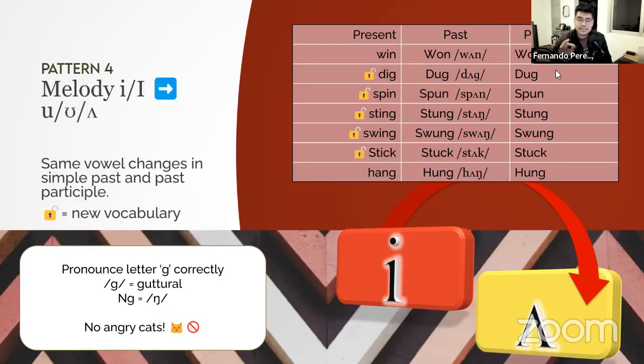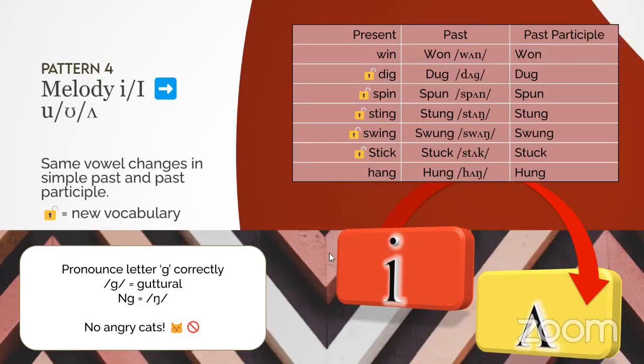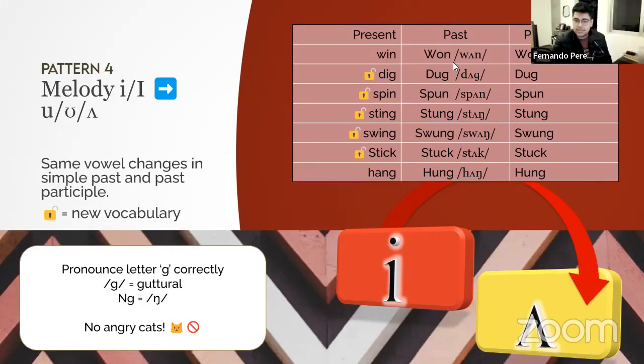This is the first situation when there are three different changes. Present is different to past, and then the past is different to past participle, right? So let's pronounce this. Pronunciation.